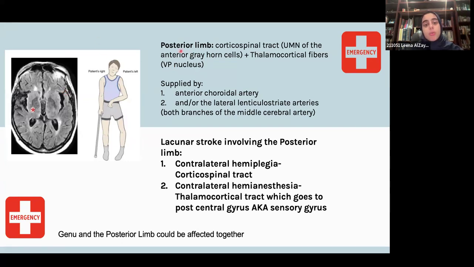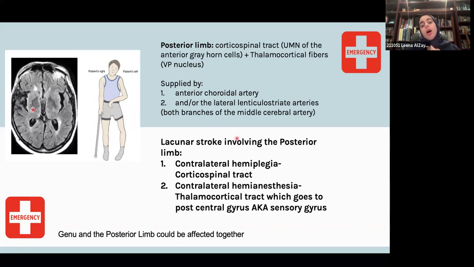Okay, what is the posterior limb supplied by? It's supplied by the exact same arteries as the genu. It's supplied by the anterior choroidal artery and the lateral lenticulostriate artery, which are both branches of the middle cerebral artery. The lacunar stroke of the posterior limb would show contralateral hemiplegia and contralateral hemianesthesia. So you won't have sensation, and you won't have movement. You have spastic paralysis.